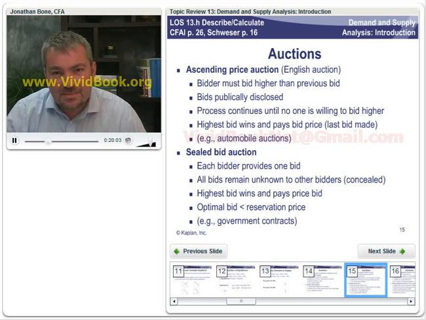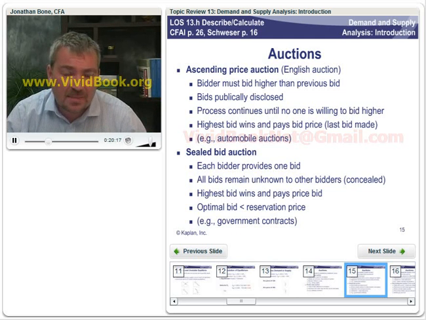Notice each bidder provides one bid. You can't rebid, which you can do on an ascending price auction. If you get outbid on an ascending price auction, you can just bid a higher price. Not with a sealed bid. You only bid one price, and you do not know what other people have bid.